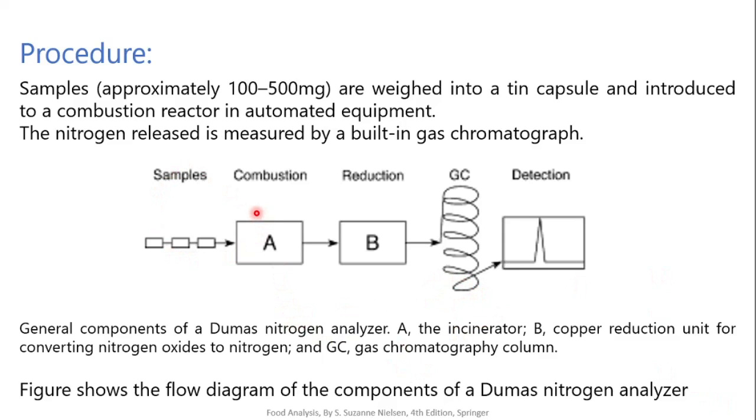Here we put the sample into the combustion zone at a higher temperature, about 700 to 1000 degrees Celsius. Then after the combustion, the material is sent to the reduction compartment. In this compartment the reduction of nitrate and nitrite into nitrogen takes place, and then those components are sent to the GC, where the separation occurs, and that separation is detected by using the thermal conductivity detector.